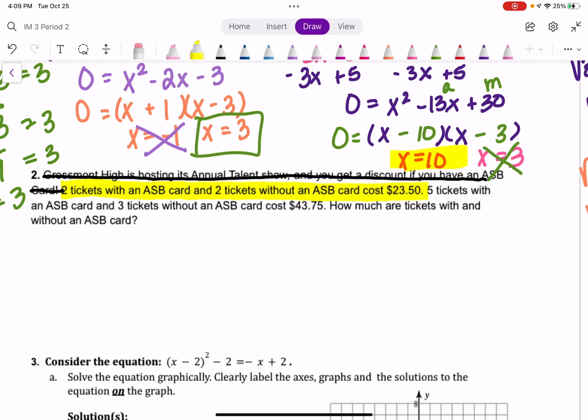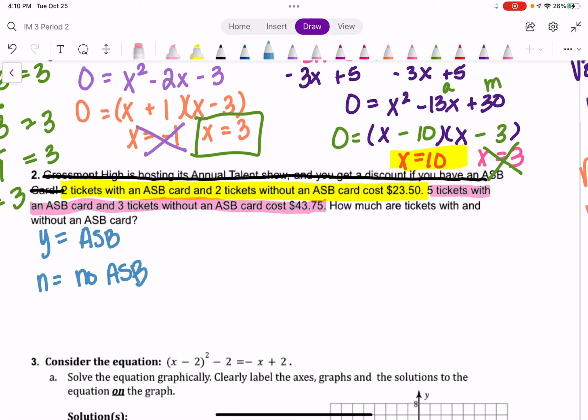That's going to give us some information. Okay, 5 tickets with an ASB card and 3 tickets without cost $43.75. So the goal here is to figure out how much tickets cost with and without. So we need to kind of decide on variables. I'm thinking I want to do a Y for yes has an ASB card and an N for no ASB.